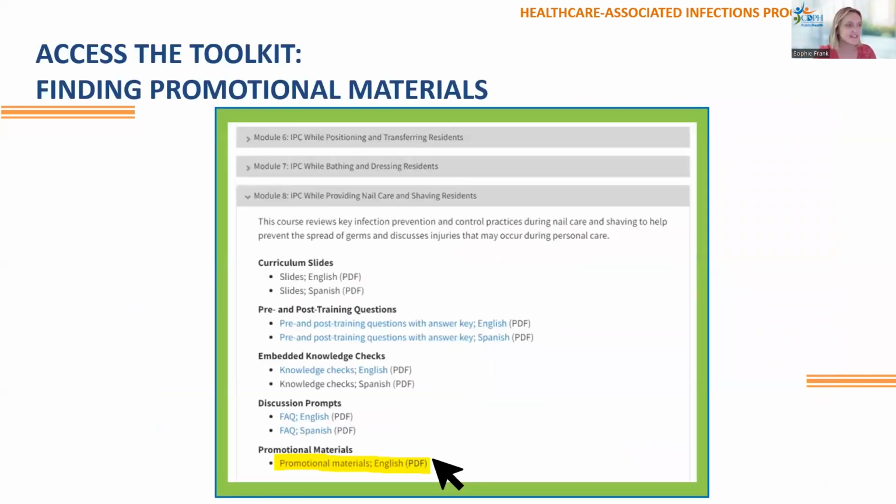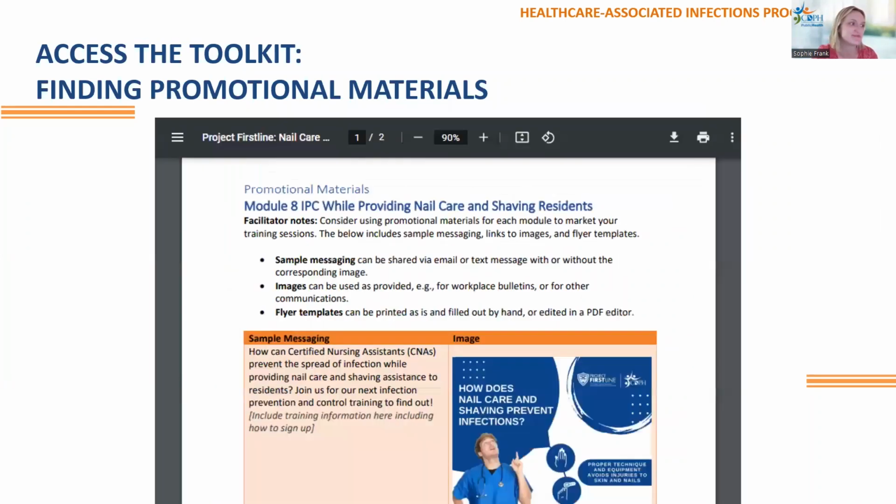All right, you guessed it. So I'll navigate to the toolkit webpage to access the promotional materials for each module. In this example, I'm heading to the Module 8 section in the training modules table, scrolling to the promotional materials and clicking the appendix item to open the file. The promotional materials file for Module 8 is now open. Aurora will walk you through this document.